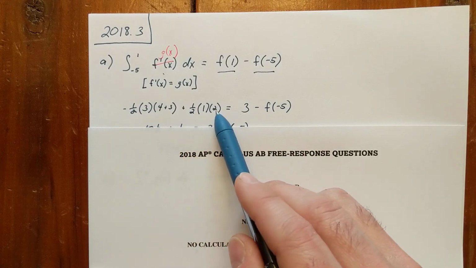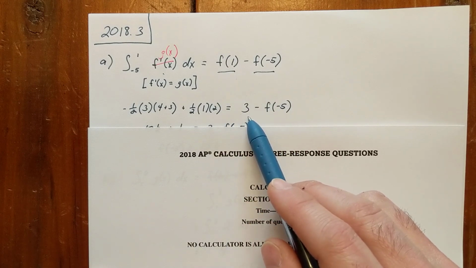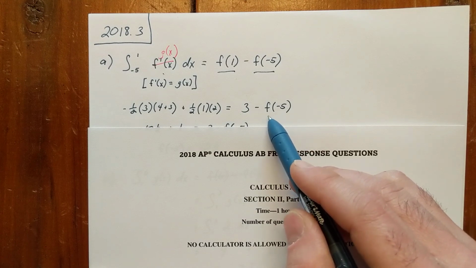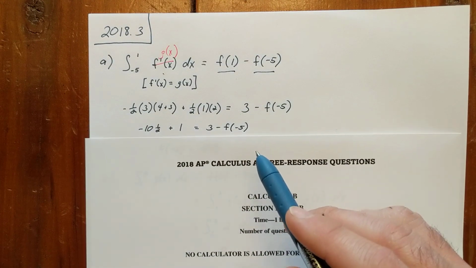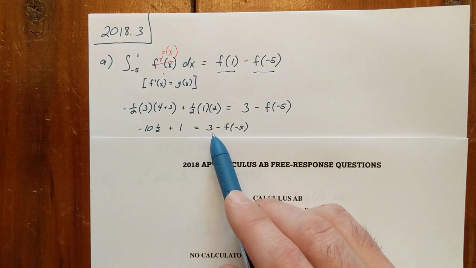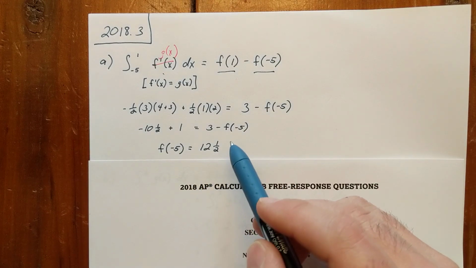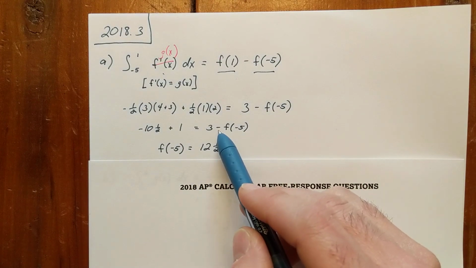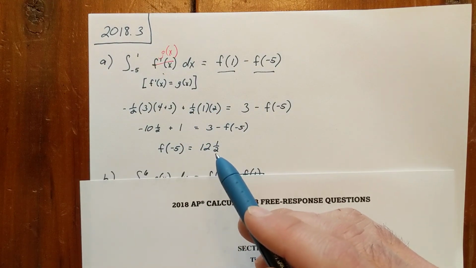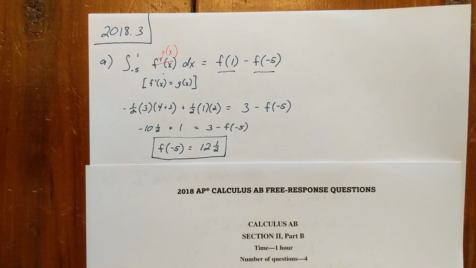Now that left side, keep reading now, would be equal to the value of f of 1, which they gave us as 3, minus the value of f of -5, which is exactly what we were trying to find in this problem. I cleaned up that left side a little bit, got -10.5 plus 1 equal to 3 minus f of -5. And then moved some things around a little bit. This f of -5 that was negative, I brought over to the left, brought everything else over to the right, and answered the question: f of -5 has a value of 12.5.